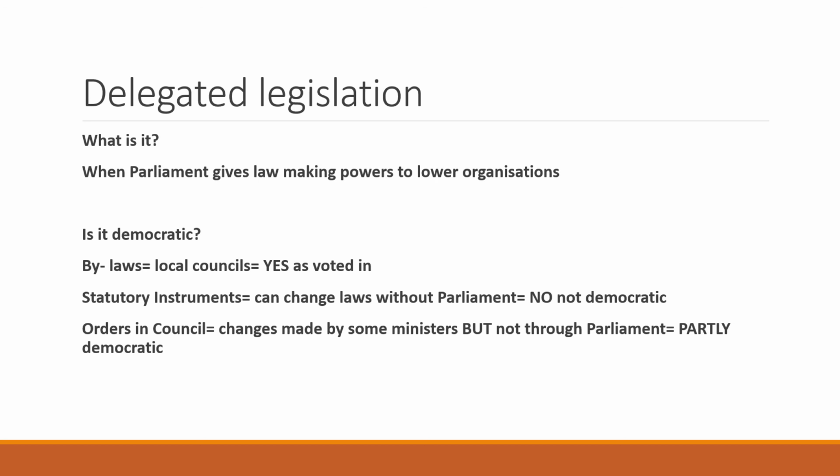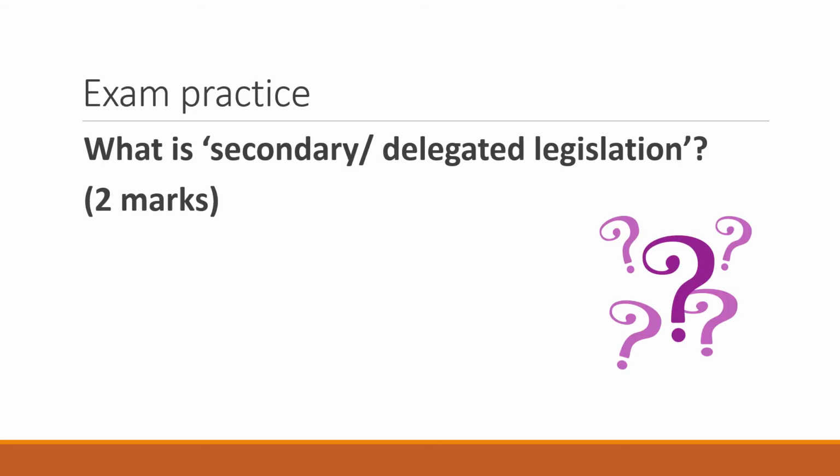Statutory instruments mean that you can change laws without Parliament, so that is not democratic. And orders in council are changes made by some ministers, but not all. They don't actually pass through Parliament. Although ministers are elected, because it doesn't go the official way through Parliament, that's only partly democratic.